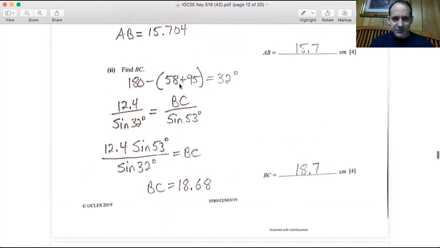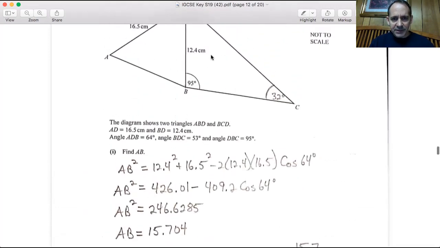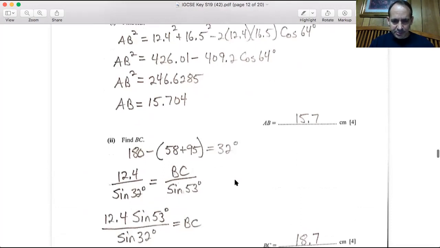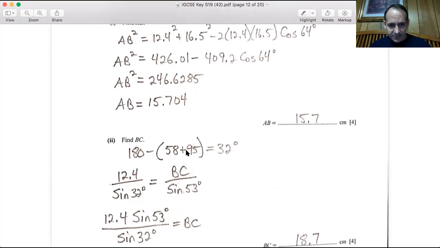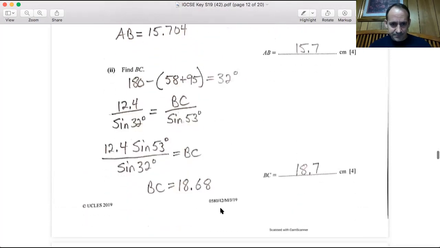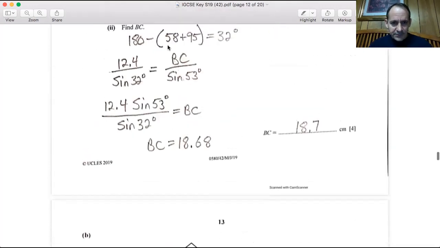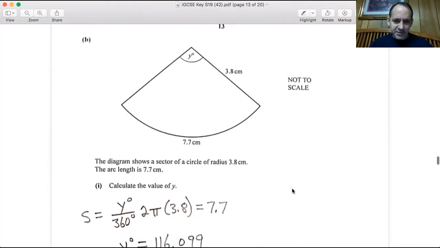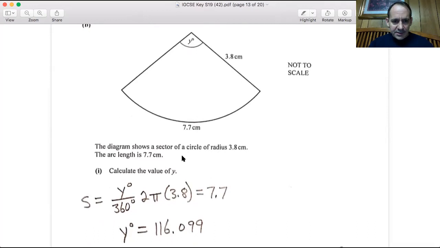So again, this 58 should be a 53, but I think I actually did the math right. That should still be 32. I just didn't write the 58 down right. It should be 53. Now down here, we have this sector, and it says the sector of a circle has a radius of 3.8 and an arc length of 7.7.